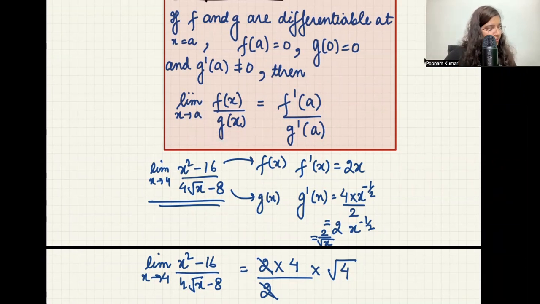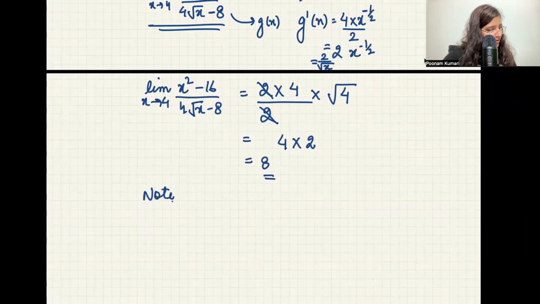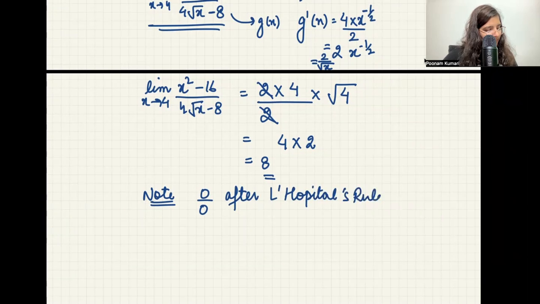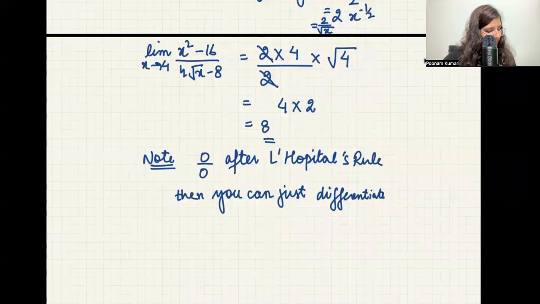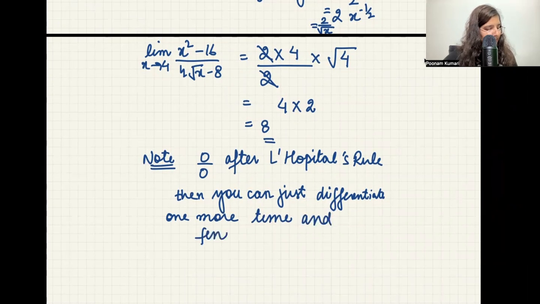Okay. So a note here that, suppose you get a 0 by 0 form after you apply L'Hopital's rule. Okay, once after you apply L'Hopital's rule once, you get again 0 by 0 form. Then what do you have to do? Then you can just differentiate your entire expression one more time. Differentiate one more time. And find the limit. Okay, that's what you have to do.